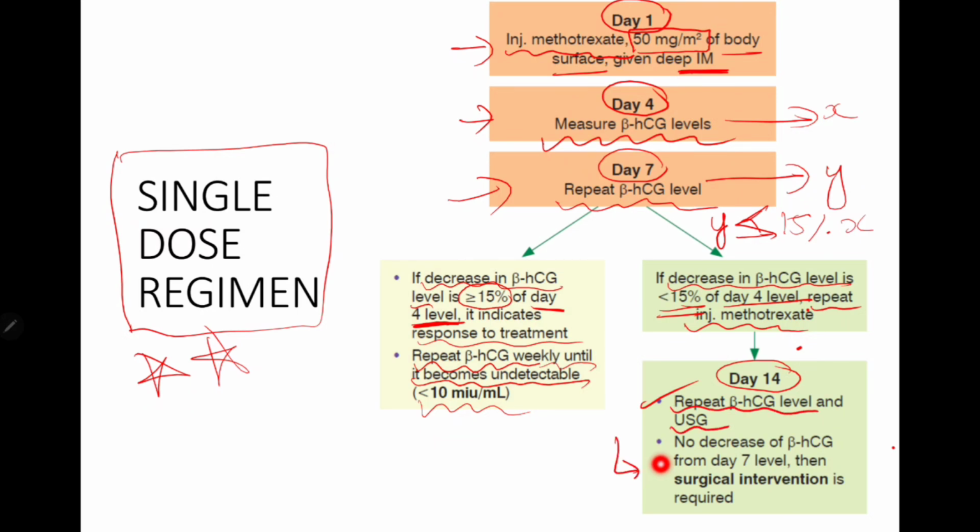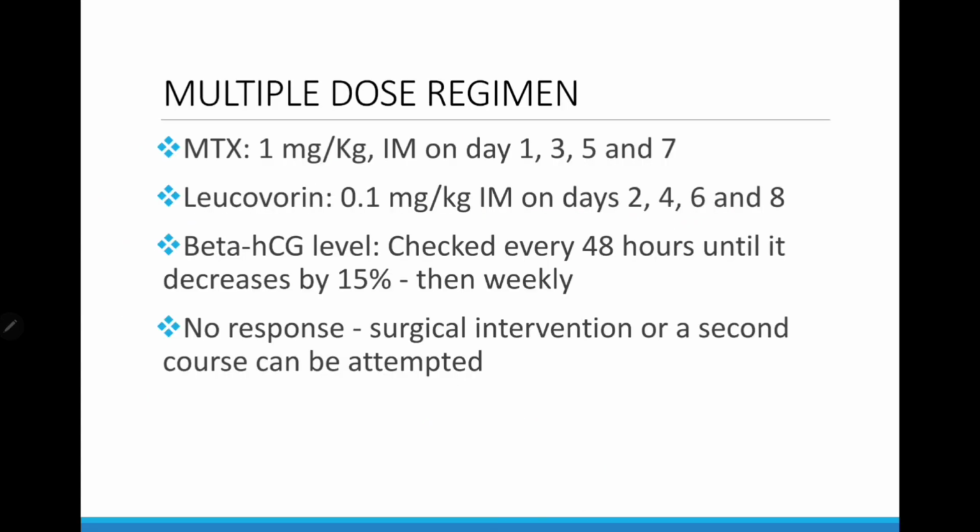If again there is no decrease of beta HCG level from day 7, then definitely surgical intervention is required. So now you understand when the surgery is needed. Just for an ectopic pregnancy, you can't go blindly for surgery. You are going to give single dose regimen injection methotrexate. You are going to wait for day 4, day 7, and if there is a decrease of less than 15%, then on day 14 you are going to repeat and do an ultrasound. And again, if there is no decrease in beta HCG, then only you will be going for surgical intervention.